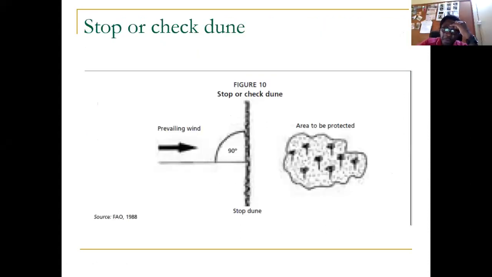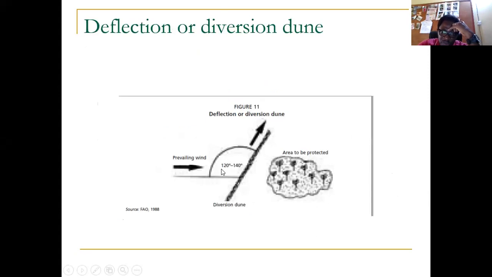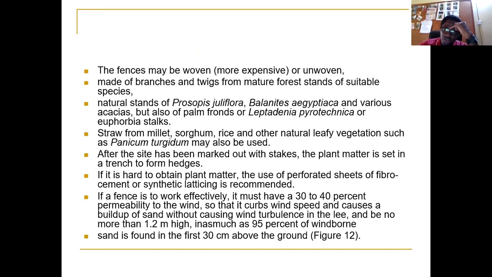So this is the stop or check dune. So you can see that the fence, which would have maybe straw, or it could be plastic, it could be wooden fence with straw in it, is what is at 90 degrees to the prevailing wind. And this is the area that I'm trying to protect. While the other one is at an angle of 120 to 140 degrees. So it's called the deflection or diversion dune. These are mechanical ways of trying to control them.